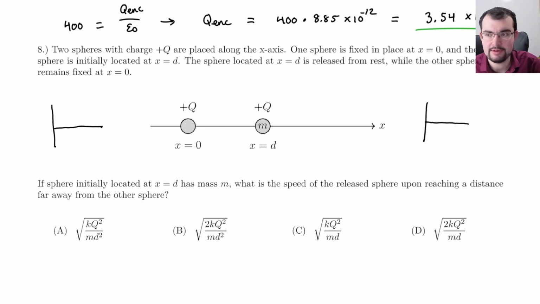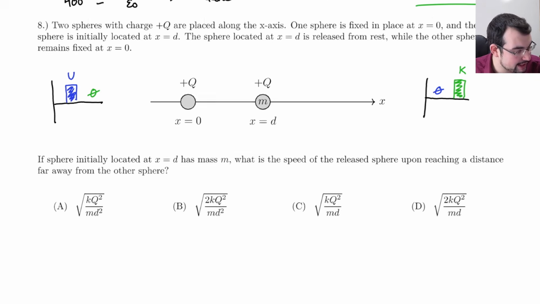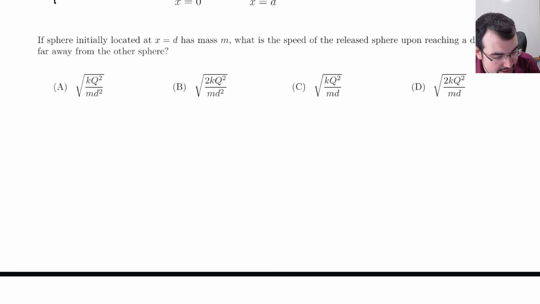Because at the beginning, we're going to have electric potential energy and no kinetic. And then at the end, we're going to have no electric potential energy, and we're going to have all kinetic. So this is really just a K plus U equals K plus U problem, because if we release our sphere and let it go far, far away, the potential energy of the system goes to 0, and it can't just vanish, so it got turned into kinetic. So we can set up something like this.